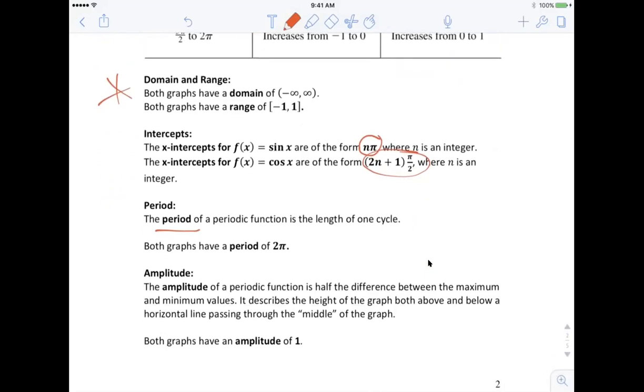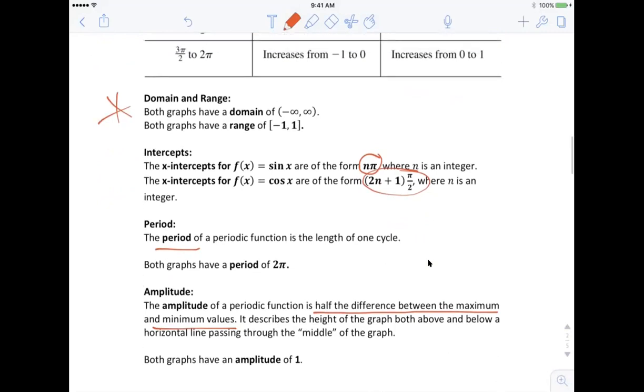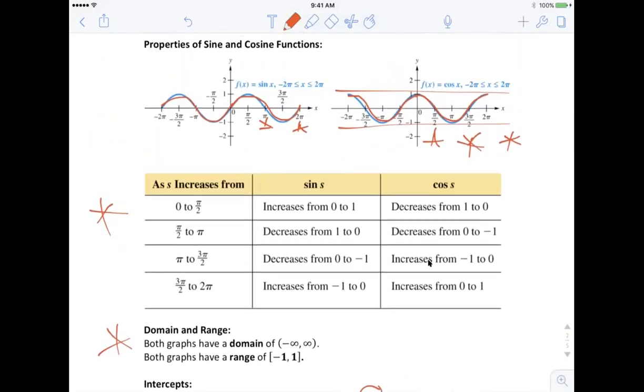The amplitude is half the difference between the maximum and minimum values, right? So half the distance. Let's look at this one. You're going from -1 to 1. That's a total distance of 2 units. Half of that is 1. Half of 2 is 1. So the amplitude is 1 for these graphs.